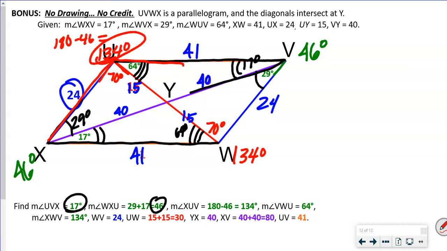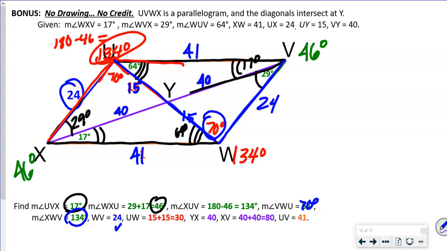And then we've got VWU, so that's this angle here, VWU is that angle right there. VWU was 70, y'all. So that should have been 70. Then we have XWV. XWV was the 134, so that's right. 134. And then we do have our opposite sides, 24 here, and then we have the diagonal, which would have been all of this, 15 plus 15.